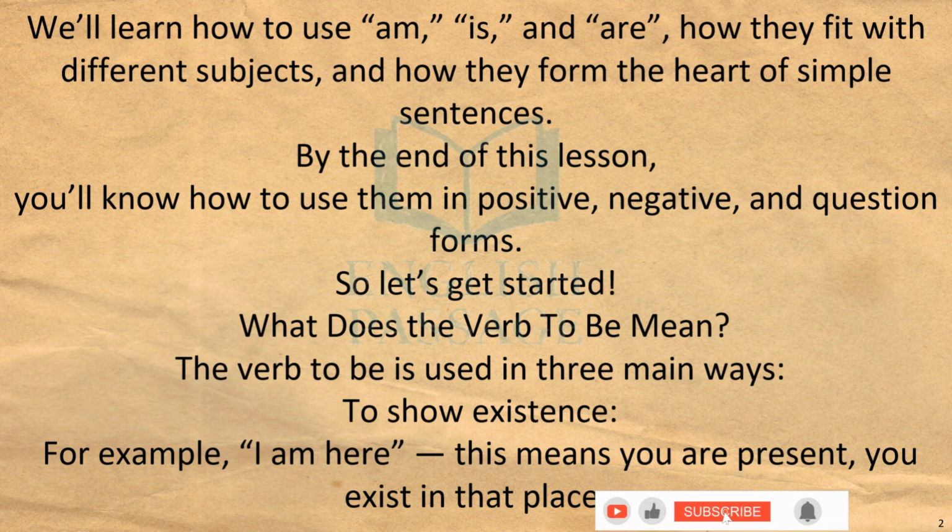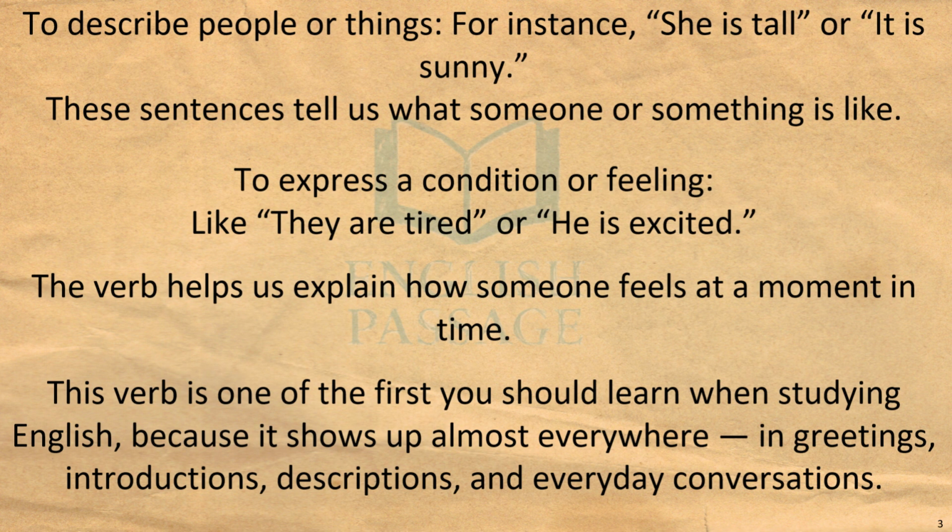What does the verb to be mean? The verb to be is used in three main ways. To show existence. For example, I am here. This means you are present, you exist in that place. To describe people or things. For instance, she is tall or it is sunny. These sentences tell us what someone or something is like. To express a condition or feeling, like they are tired or he is excited. The verb helps us explain how someone feels at a moment in time.